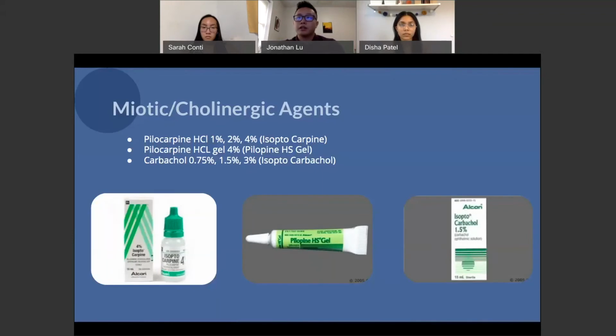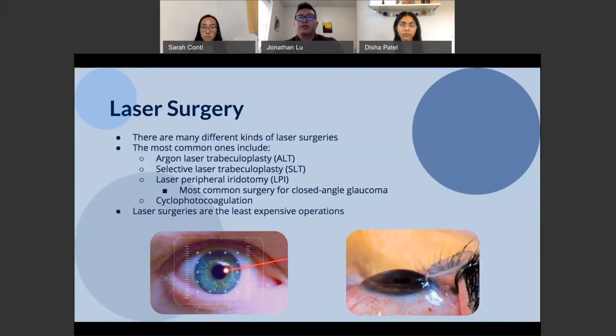Some of the miotic cholinergic agents include pilocarpine HCl, pilocarpine HCl gel, and carbachol. These medications lower eye pressure by increasing drainage by making the pupil size smaller. Cholinergics can also be used as monotherapy or in combination with other glaucoma medications. However, when the pupil is constricted, less light comes into the eye and patients may experience a dimming effect. While this will not restrict patients from their daily activities, it could make things like driving at night much more dangerous.